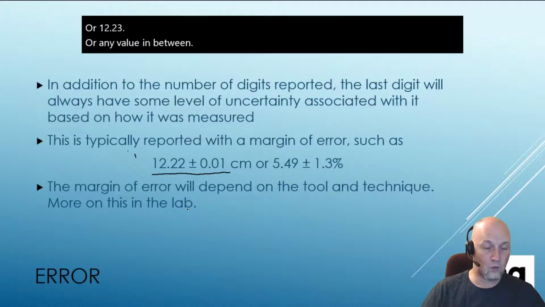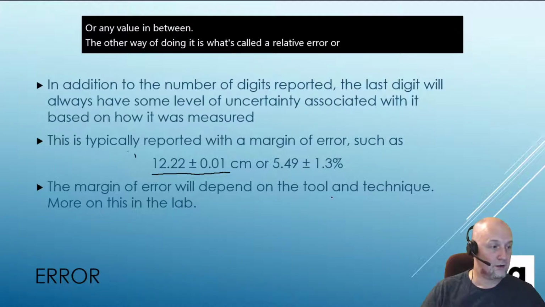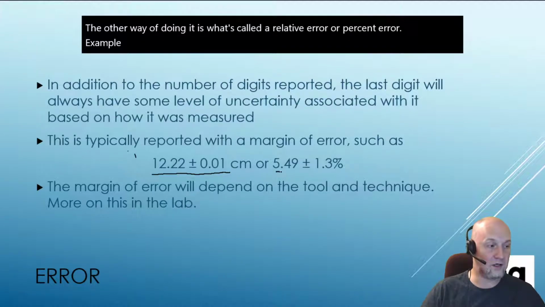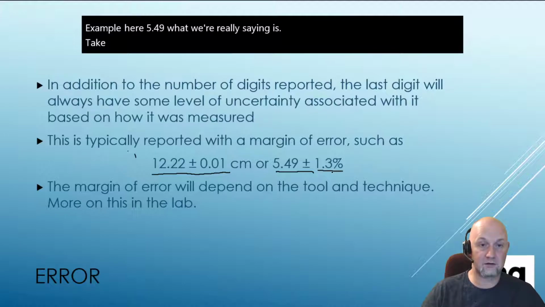The other way of doing it is what's called a relative error or percent error. So our next example here, 5.49, what we're really saying is take 1.3% of 5.49, and that's how much I can be off by either way.